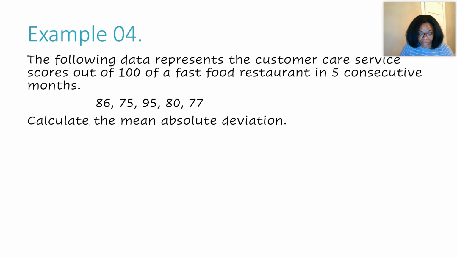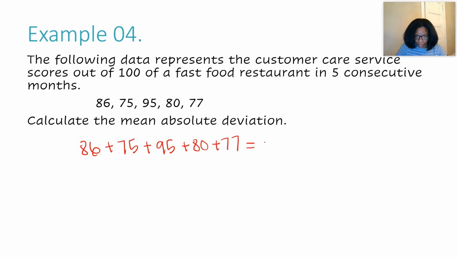Example number 4. The following data represents the customer care service scores out of 100 of a fast food restaurant in 5 consecutive months. 86, 75, 95, 80, and 77. Calculate the mean absolute deviation. Okay. So those numbers total 413. And then I'm going to divide them by 5 and get 82.6. Okay. That's my mean. 82.6 is my regular old mean that you probably learned how to calculate way before this.